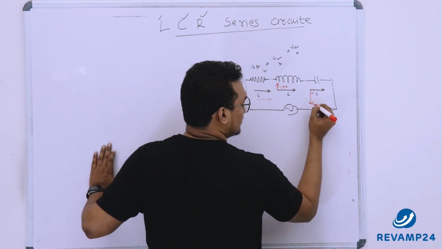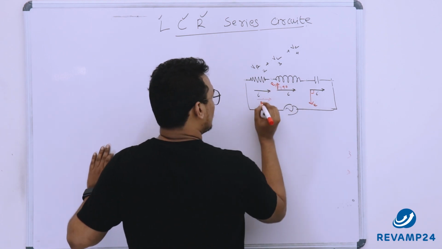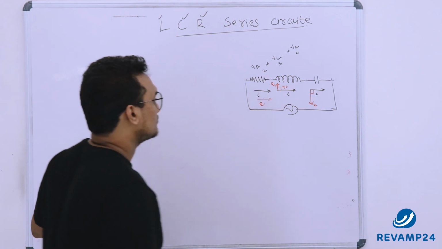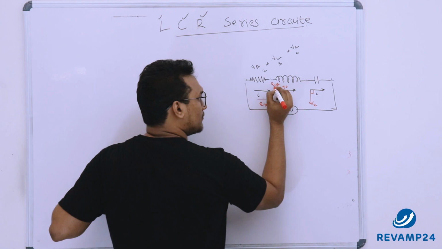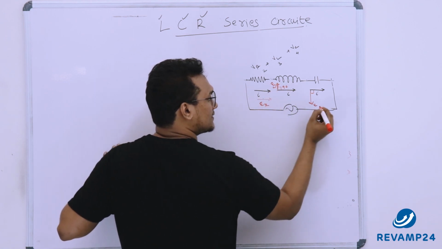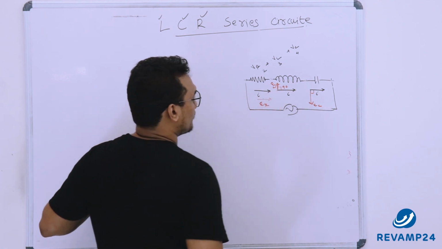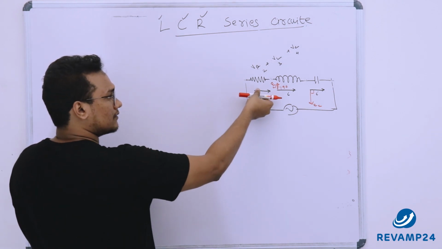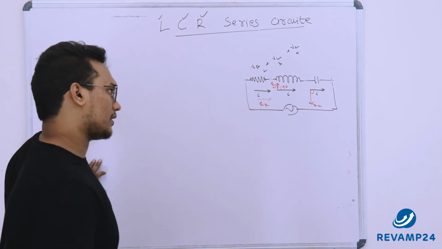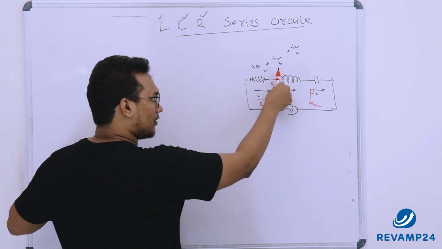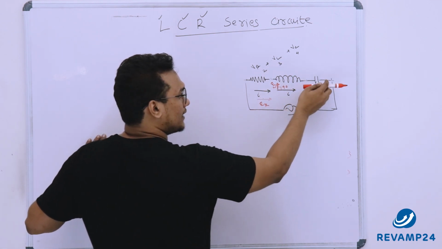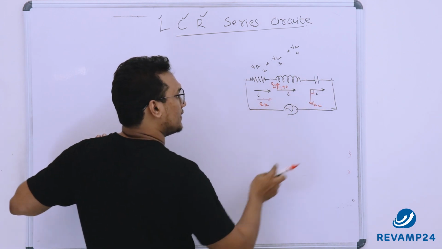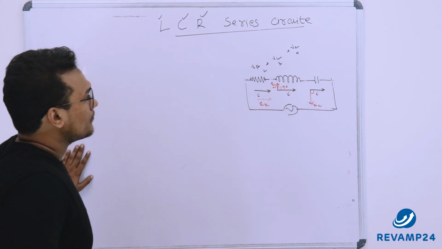This is the EMF across the resistance. This is the EMF across the inductor. This is the EMF across the capacitor. Now we are considering counterclockwise rotation here. So here the phasor of EMF is forward by 90 degrees with respect to current. Here the current is forward by 90 degrees with respect to EMF.